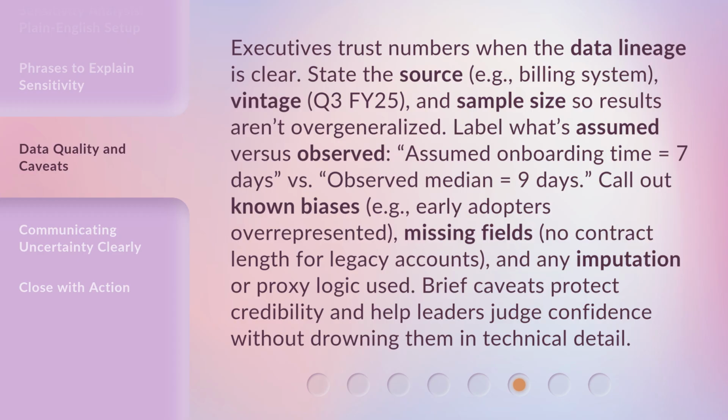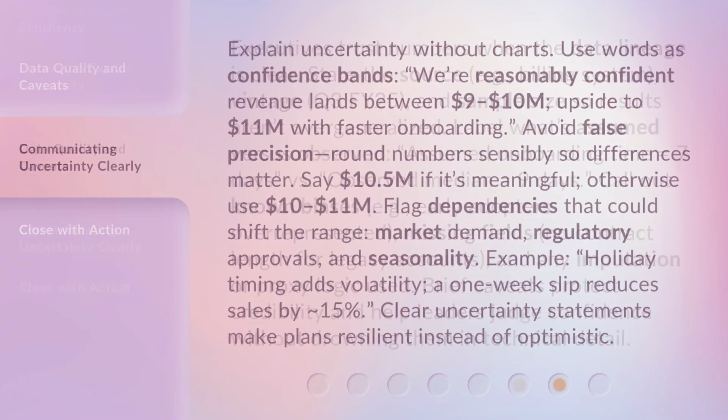Call out known biases, e.g., early adopters overrepresented, missing fields, no contract length for legacy accounts, and any imputation or proxy logic used. Brief caveats protect credibility and help leaders judge confidence without drowning them in technical detail.